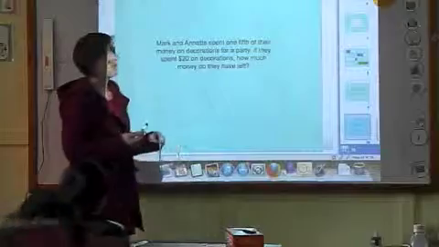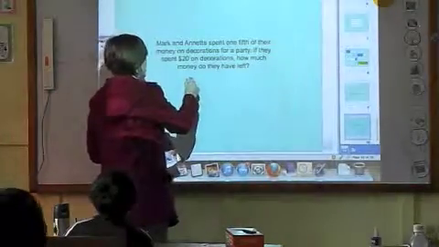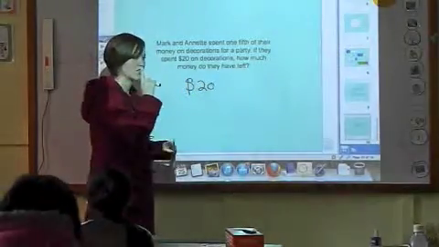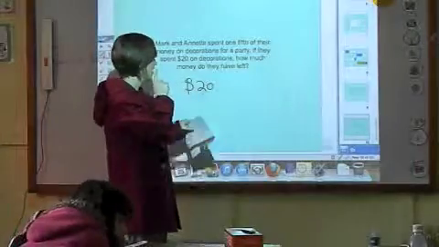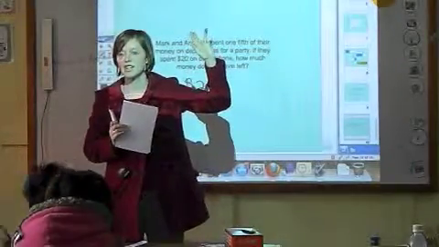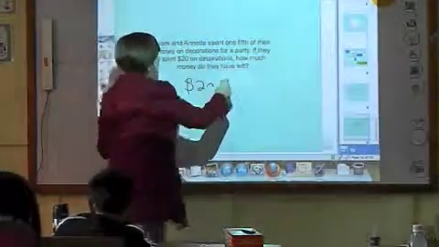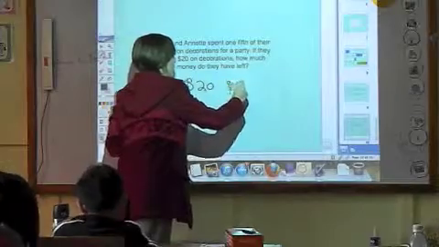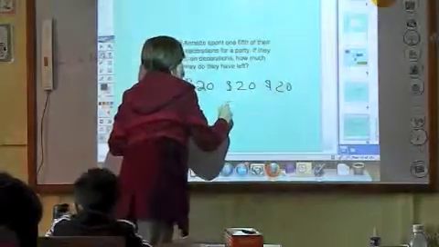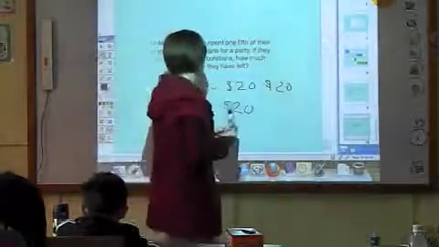Mark and Annette spent 1/5 of their money on decorations. So that 1/5 was $20, right? Don't say anything. Okay, so $20 is one of the 5 fingers. If each of the 5 fingers is an equal amount of money, we have $20 5 times. Well, that's not what the answer is.